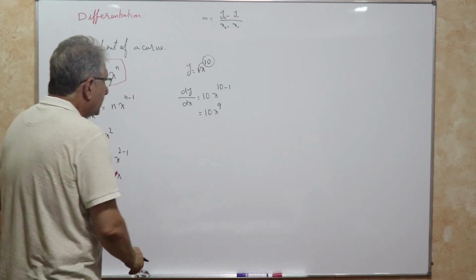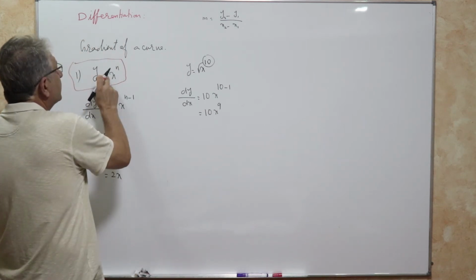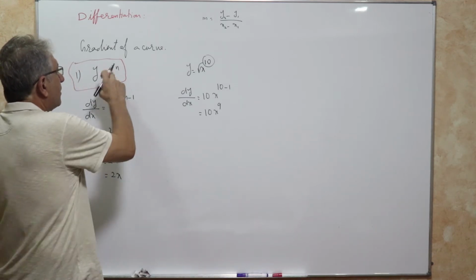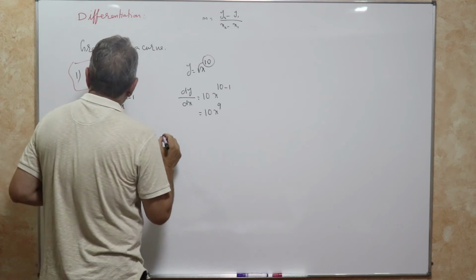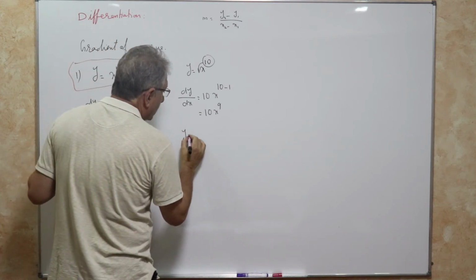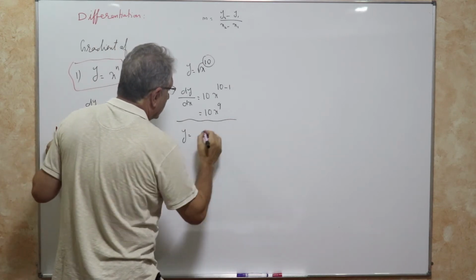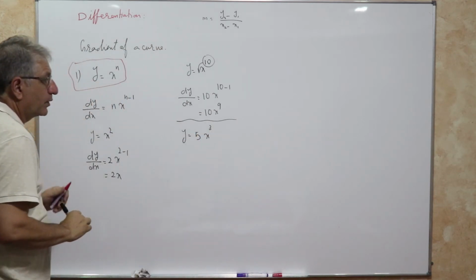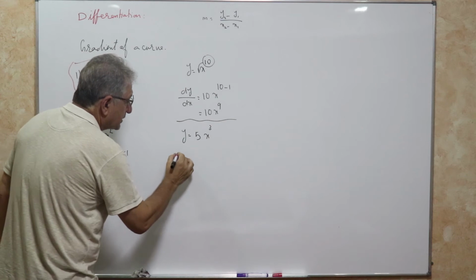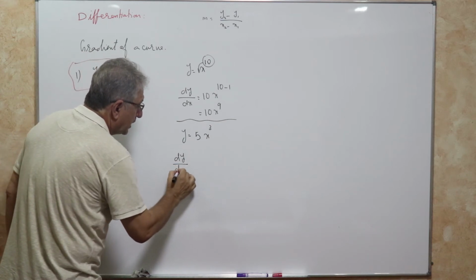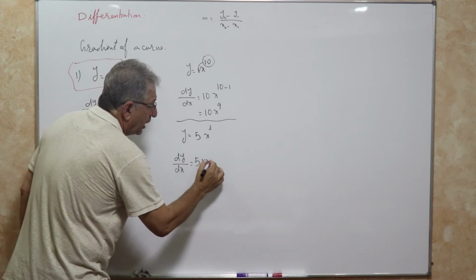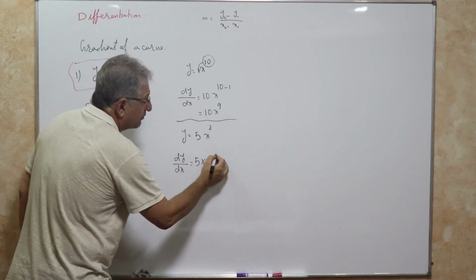Now, remember, if there is a constant before that, we have to write the constant. Therefore, the number just comes and multiplies. That means if you have y equal to, suppose, 5x to the power of 3, then dy by dx is equal to 5 times 3x to the power of 3 minus 1, which is 2.